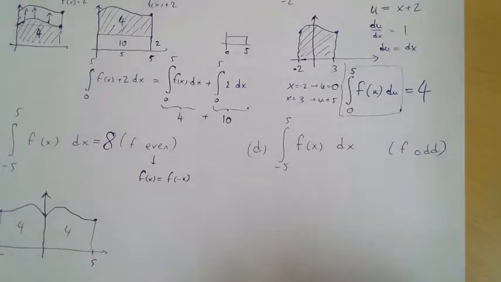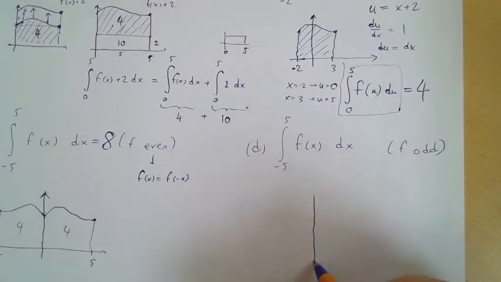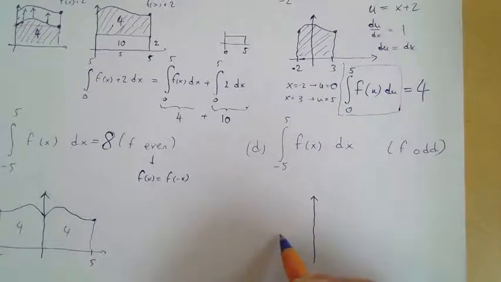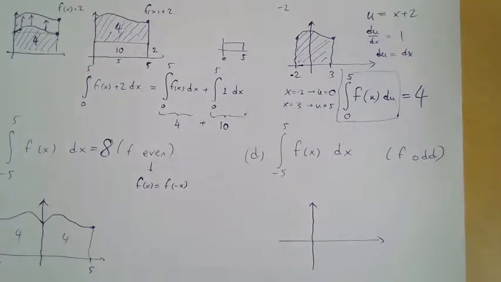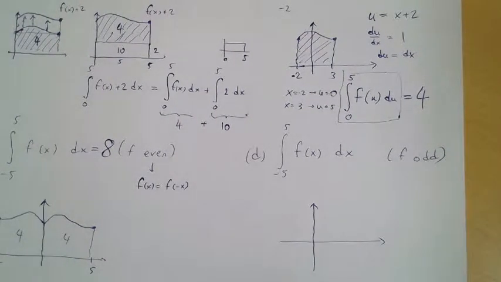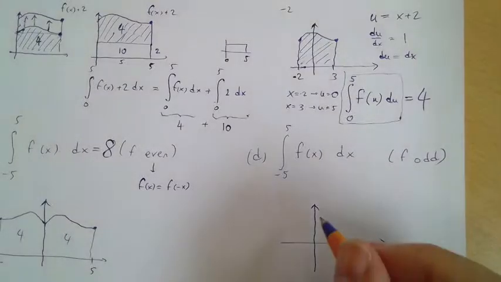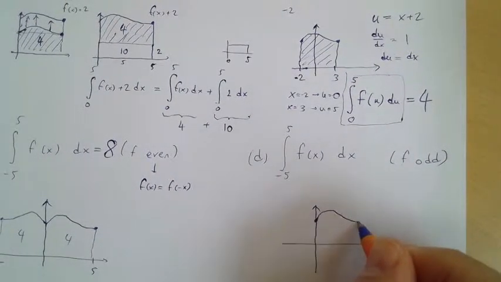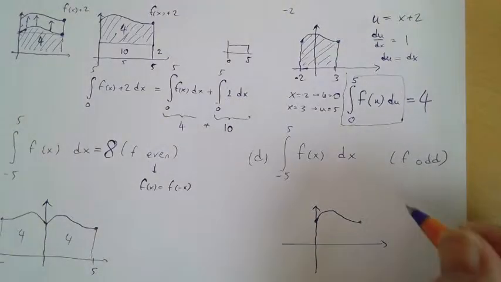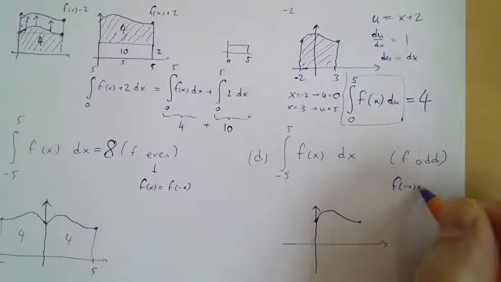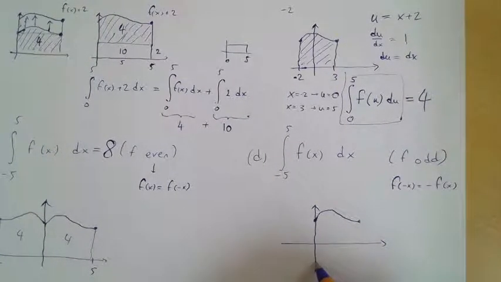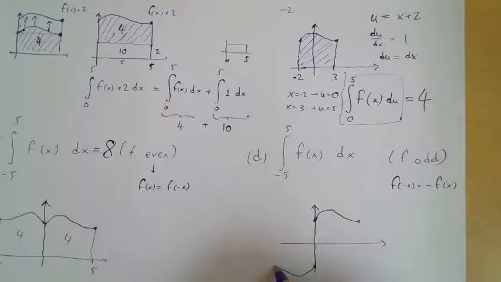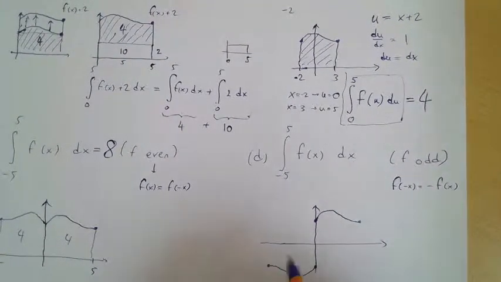That kind of thinking can help us in question D. I'm going to stick to the same function that I've used from the beginning, even though it's not the most natural odd function we can think of. But if f is like this, an odd function is a function such that f of negative x equals negative f of x. So everything is symmetrical about the origin. So if f is odd, that means the function is actually something like that.